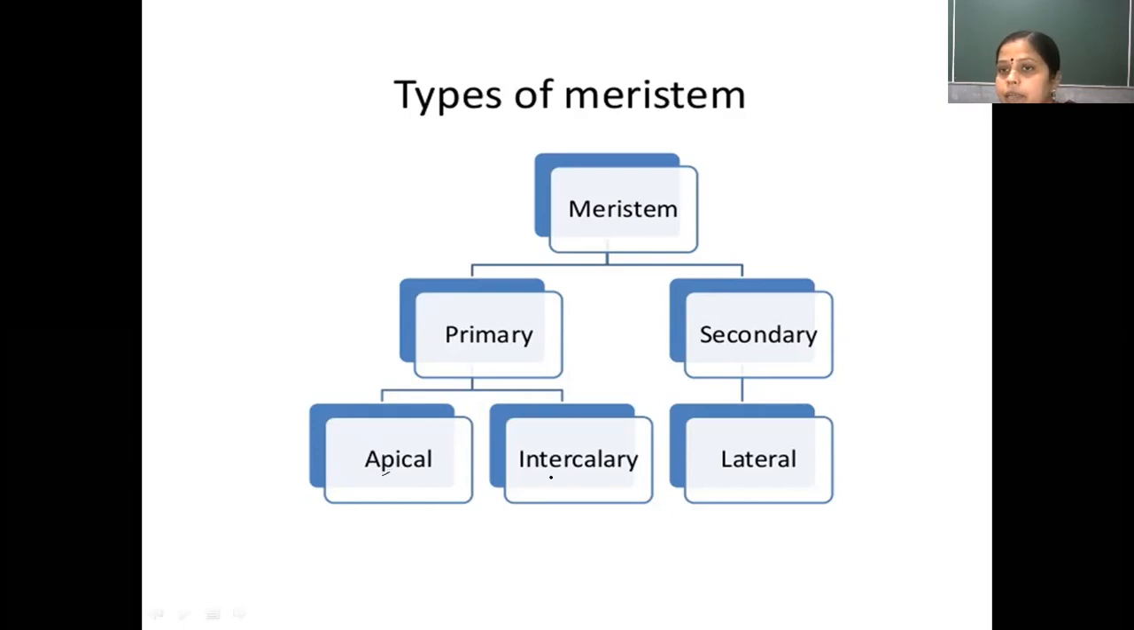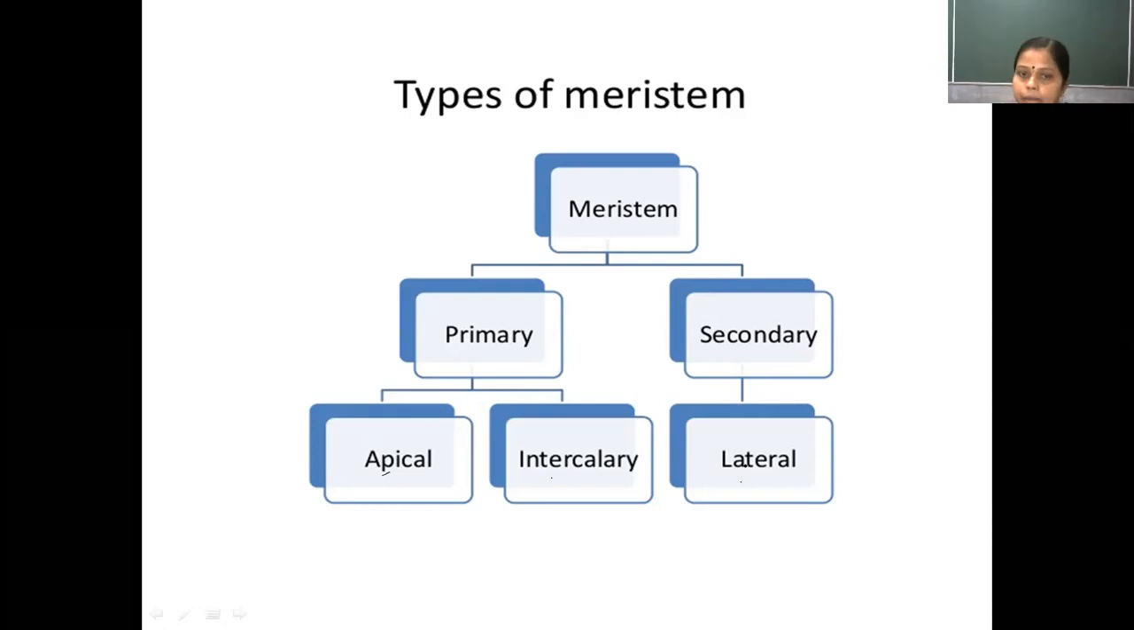Next, intercalary meristem. The meristem found between the two nodal regions, the harder part of the plant. Such meristem is called what? Intercalary meristem. This is also involved in increasing the length of the plant. Next, the type of secondary meristem is called lateral meristem, which develops at the lateral sides of the plant body. Such meristem is called what? Lateral meristem. This meristem is involved in increasing the girth of the plant.